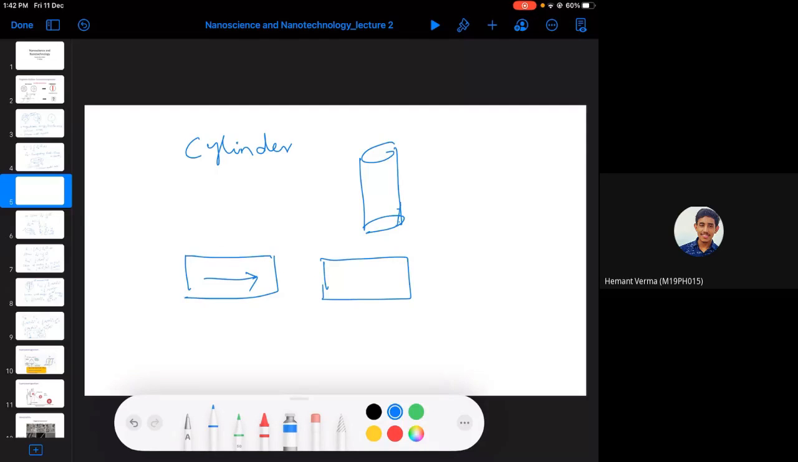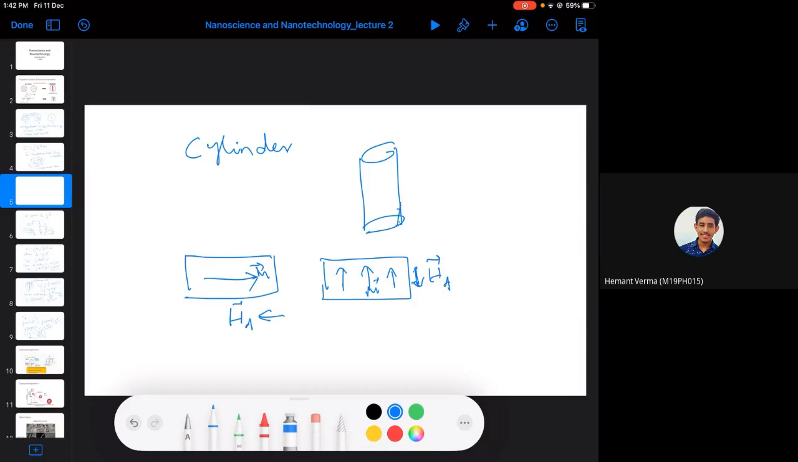I can have magnetization like this, or I can have magnetization like this. Now which one would be the preferred orientation for magnetization? That is determined by the value of Hd. In this case, the vector Hd is in this direction because M is like this. In this case, your demagnetizing field is in this direction.